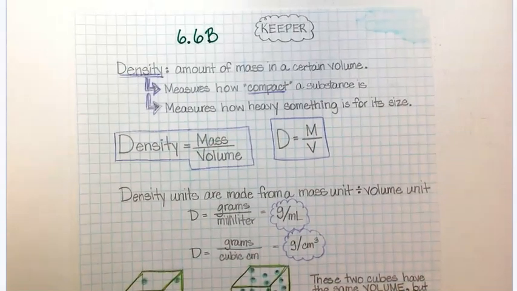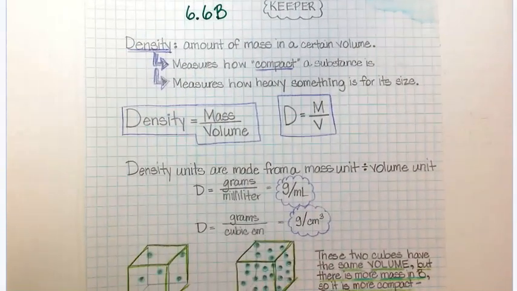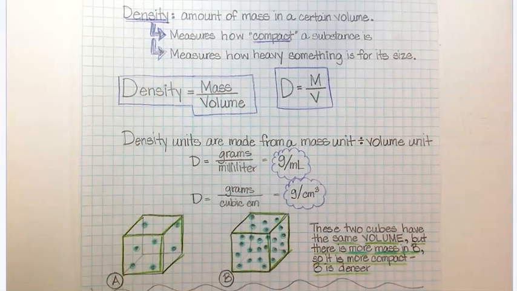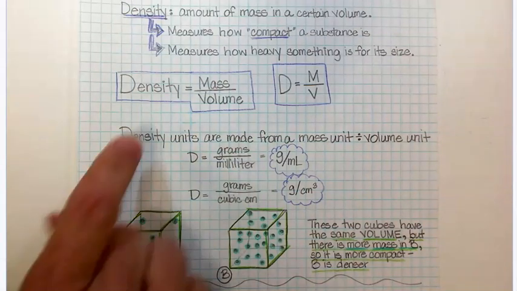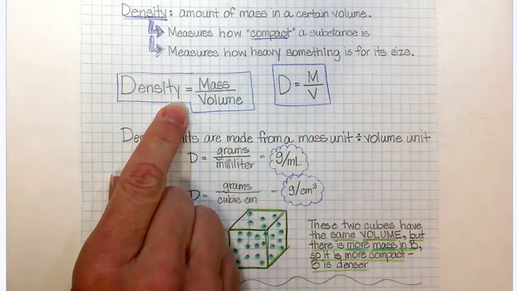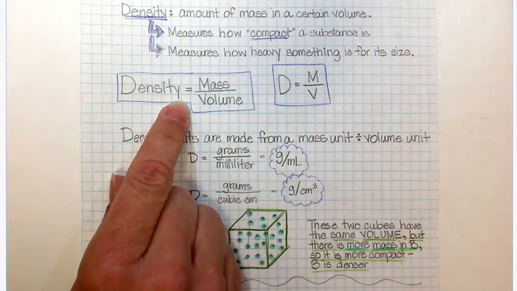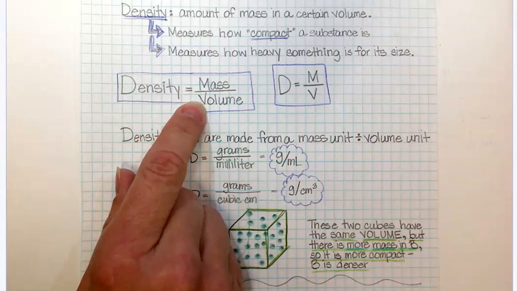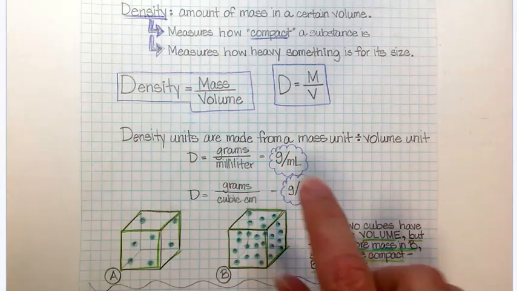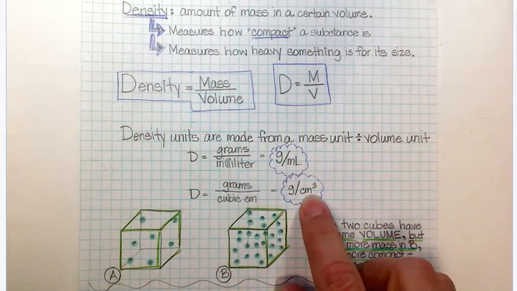I'm now looking at 6.6b, one of your pink Keeper sheets. Remember that density is the amount of mass in a certain volume. Kind of measures how compact something is. Your formula, mass divided by volume. Okay, this is how you calculate density. You find the object's mass, typically in grams, divided by the volume, and the volume will either be given in milliliters or in cubic centimeters.